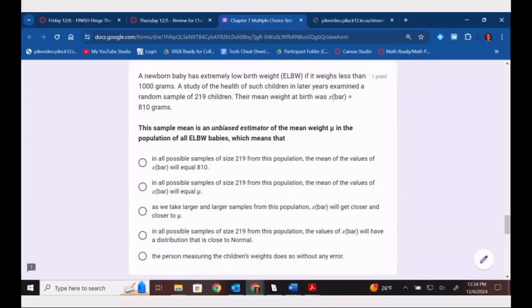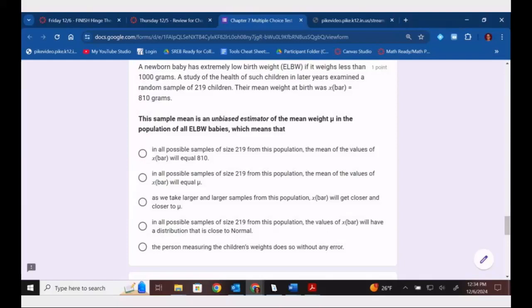Think about when you guys did your dot plots. You didn't all get the same, right? In all possible samples of size 219 from this population, the mean of the values of X bar will equal mu. If it's an unbiased estimator, that statistic is the same as the population mean. So this one is choice B here.